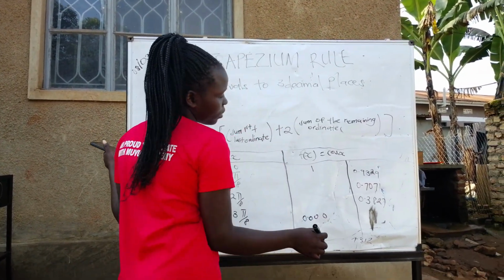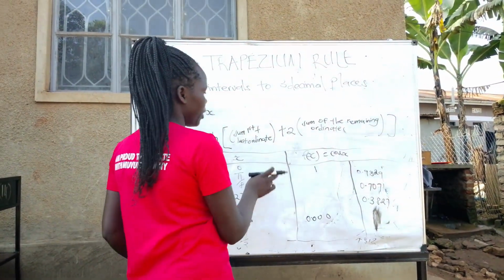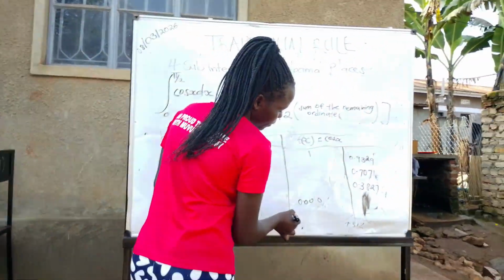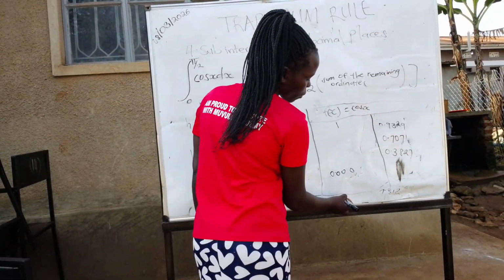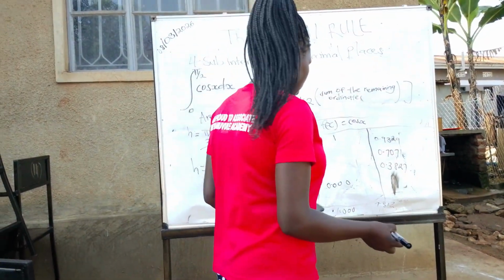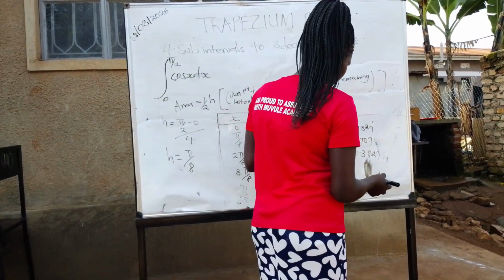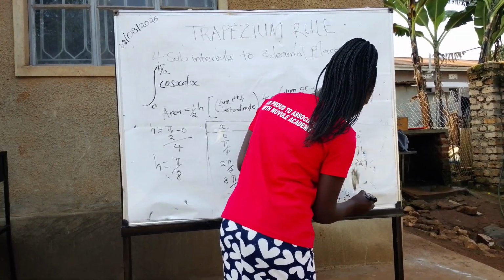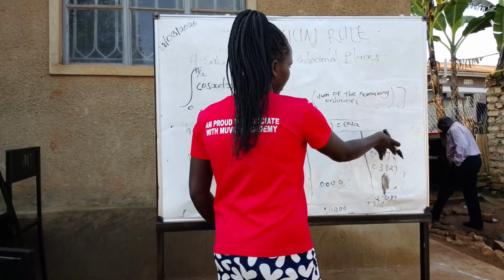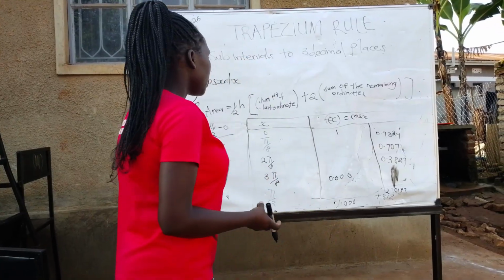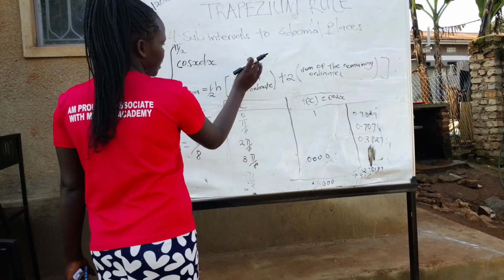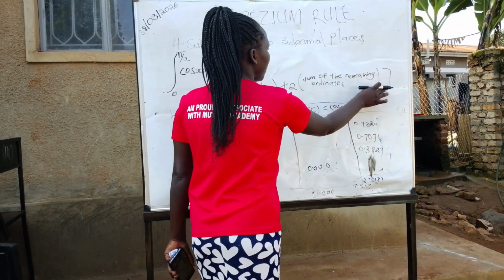And we are going to get the sum of the first plus the last ordinate and the sum of the remaining ordinates. The sum of the first plus the last ordinate is 1.00, and the sum of the remaining ordinates is 2.0137 after adding these. And we are going to put our h, the sum of the first plus the last ordinate, and the sum of the remaining ordinates into the formula.